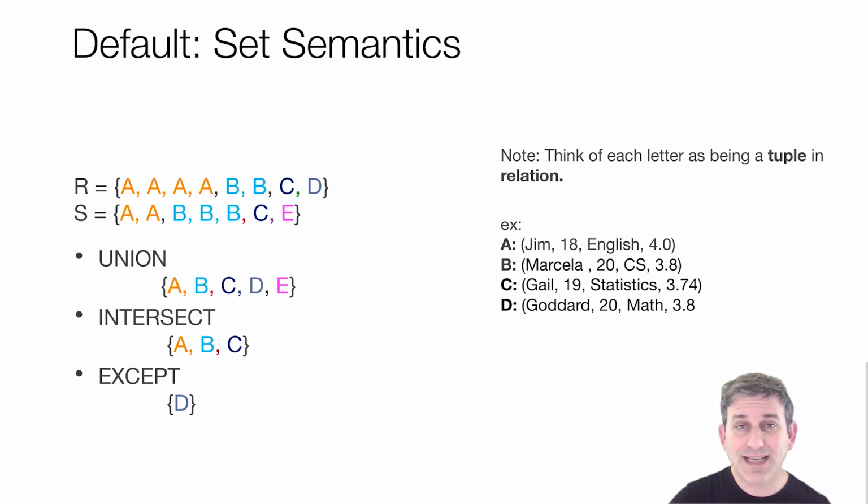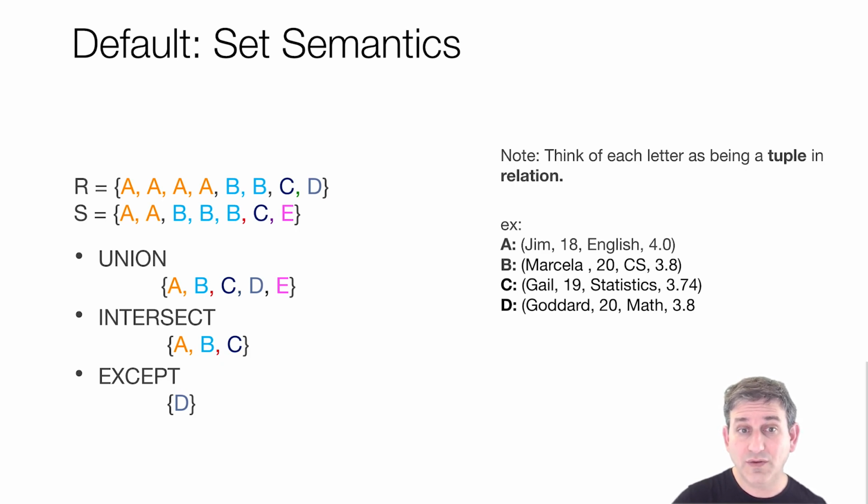When we use the set semantics, we take the union of R and S. The union is going to have a set as output, which means it's really only going to have 1 copy of each value in the output. So A is in both R and S, so it'll be in the output. B is in both R and S, it'll be in the output. C is in both R and S, it'll be in the output. D is in R, so for the union, it'll be in the output. And E is in S, so it'll be in the output. But only 1 copy of each because it's set semantics, so we ignore the duplicates.